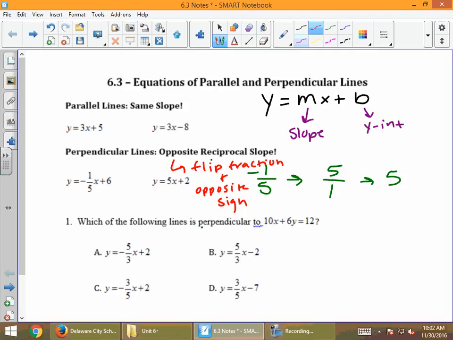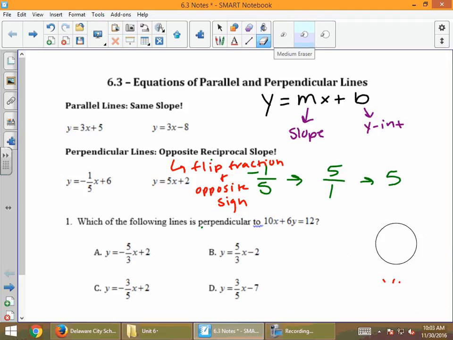If one was negative and one was positive before the x, like that, the fraction also has to be flipped. Yeah, two scenarios. It has to be both. The signs have to be opposite, and they also have to be flipped fractions in order for them to be perpendicular. So if you had y equals -4x plus 7 and y equals 4x minus 9, those aren't perpendicular because they aren't flipped fractions. It would have to be -4 and then positive 1/4 in order for them to be perpendicular. Opposite signs and flipped fractions.